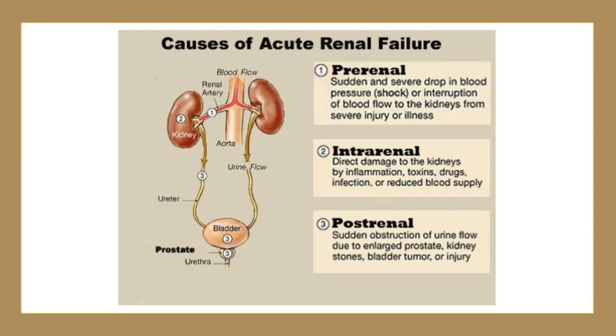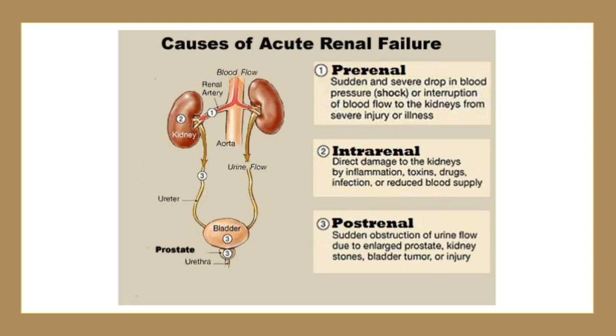This is a nice little picture I wanted to include. So when you're talking about acute renal failure or an acute kidney injury, like I said, you want to find the source and you want to correct it. So is it a pre-renal source? Is it an intrarenal source or a post-renal? So pre-renal is before the kidneys, okay?